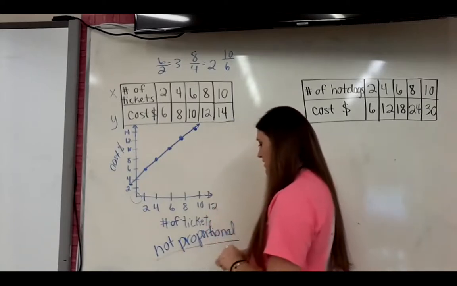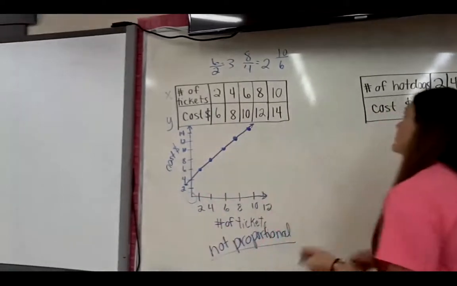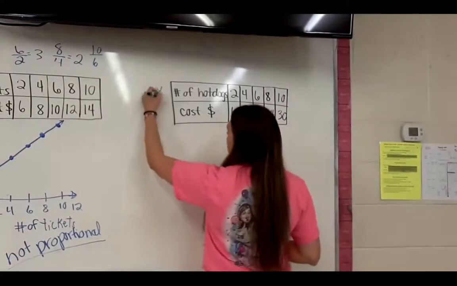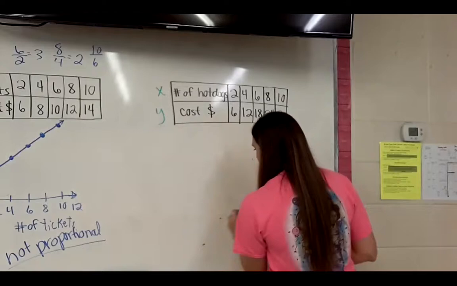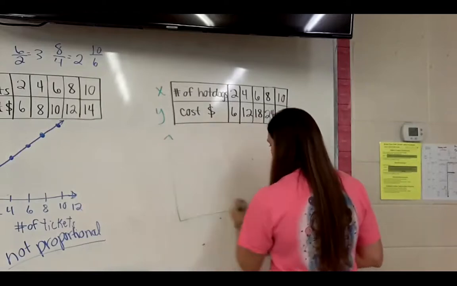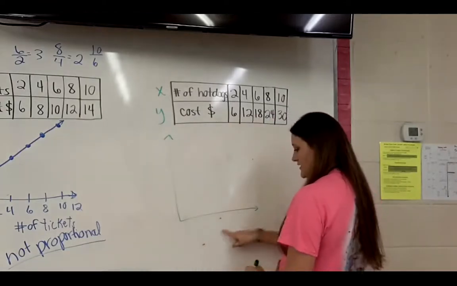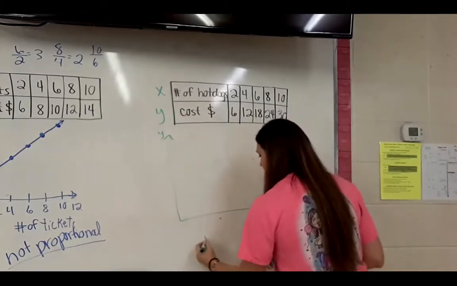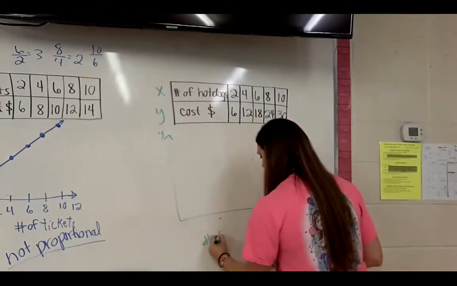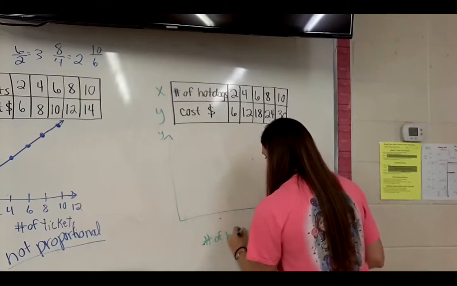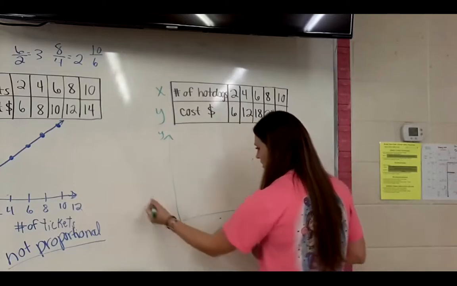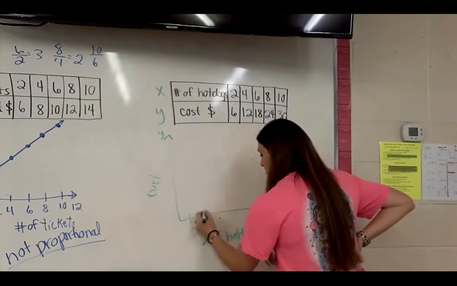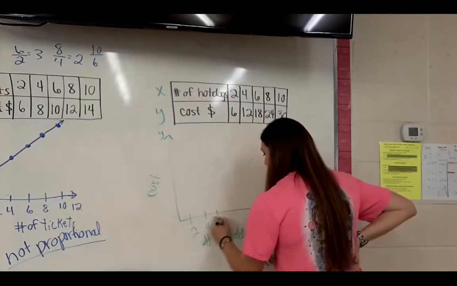Okay, so now let's look at 1B. Now we're talking about number of hot dogs and the cost. So again, your X is first, then your Y. So when you set up your graph, just like in a coordinate grid, this is always your X, it's horizontal, Y is up and down. So I have number of hot dogs on bottom and the cost on the side. I'm going to count by twos again, but you can count by ones on this, it doesn't matter.